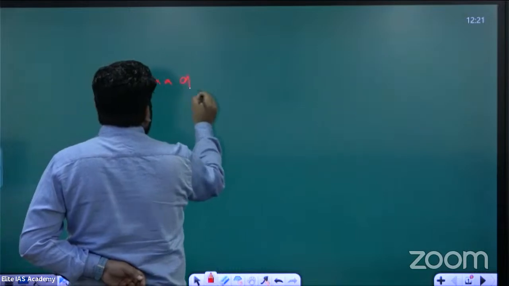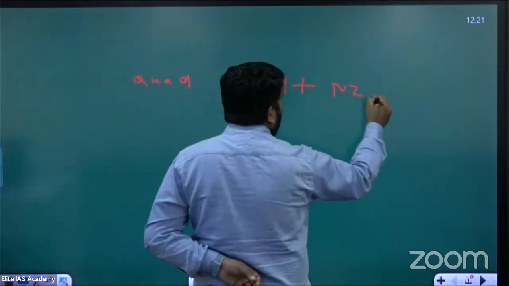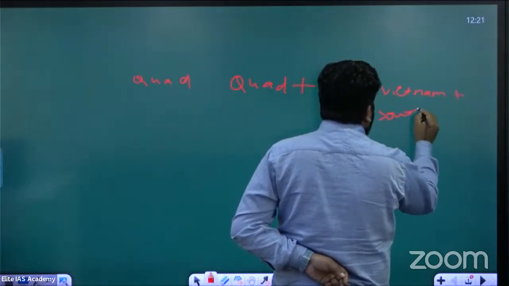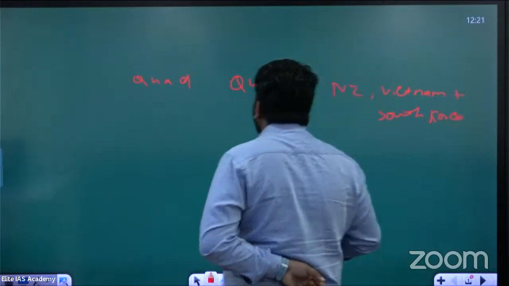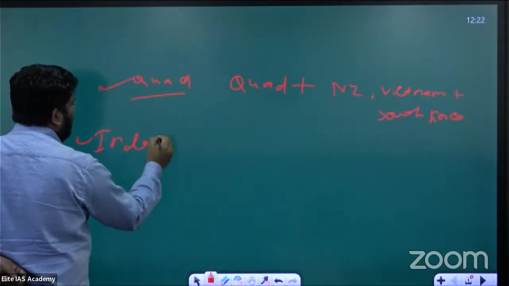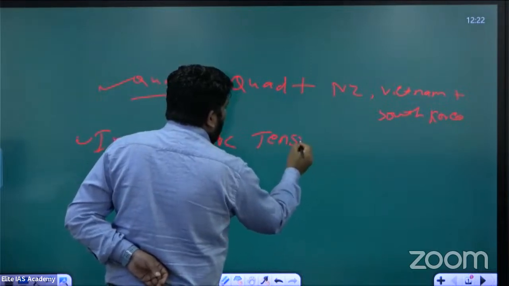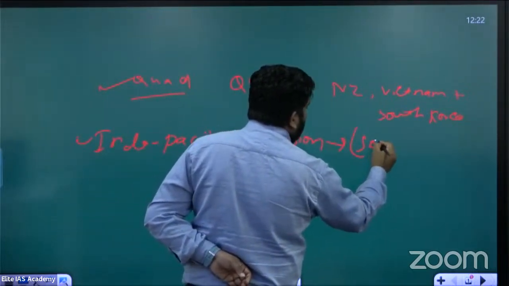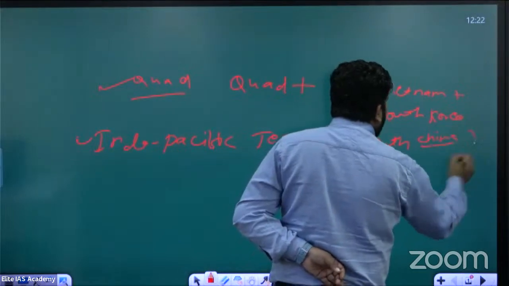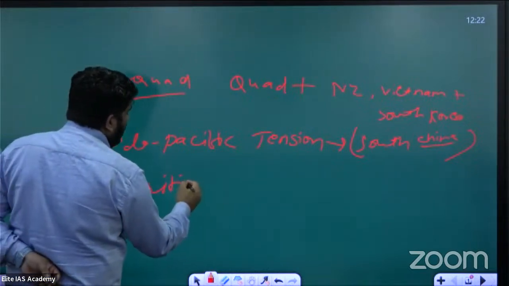Quad plus. The current news is Quad plus: New Zealand, Vietnam, and South Korea. Maybe some more entries you can see in the coming year. So these are Quad plus. Why this Quad? Because of Indo-Pacific tension. Just summarizing what I have explained: this Quad is about Indo-Pacific tension, or you can say specifically South China Sea dominance of China. Okay. The third point is China is not obeying maritime law with these countries.